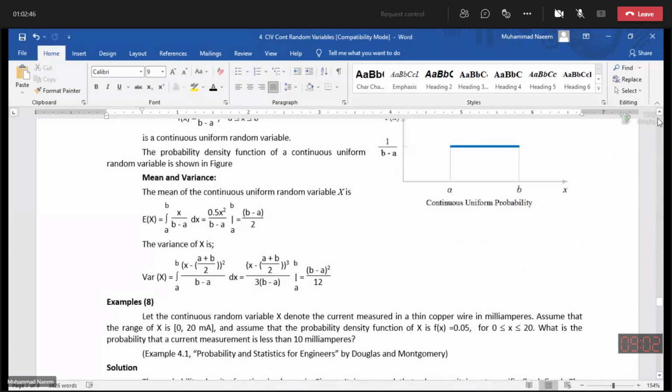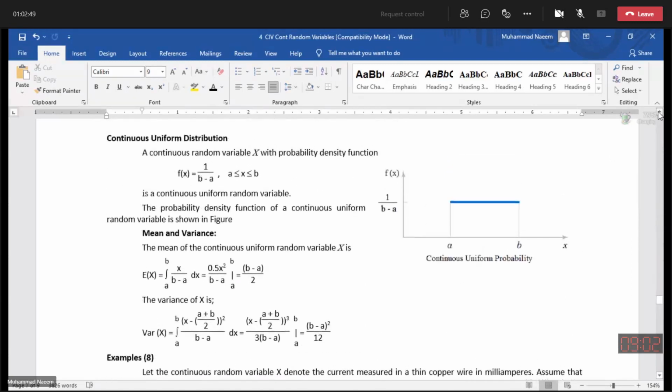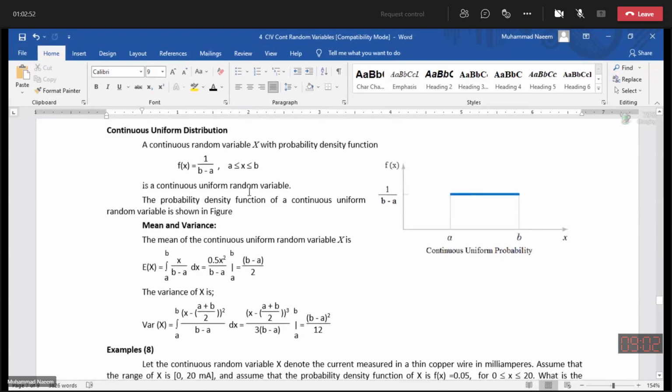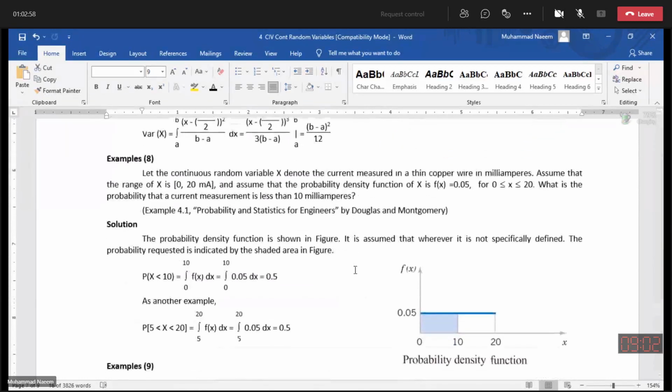And next is the uniform distribution. That is very simple. Don't think about its probability function. Just look at the problem. We are given a probability function, and it is a constant. F of x is 0.05 for the whole range from 0. This remains constant. That's why this distribution is a uniform distribution.